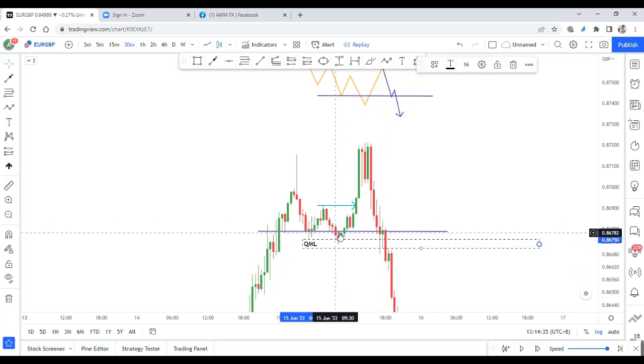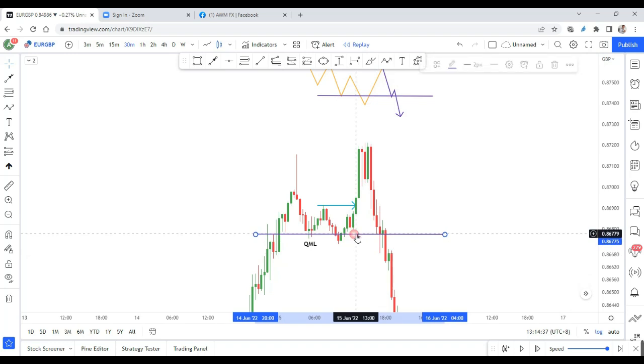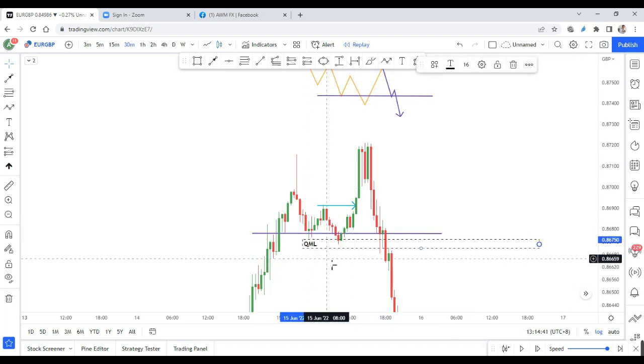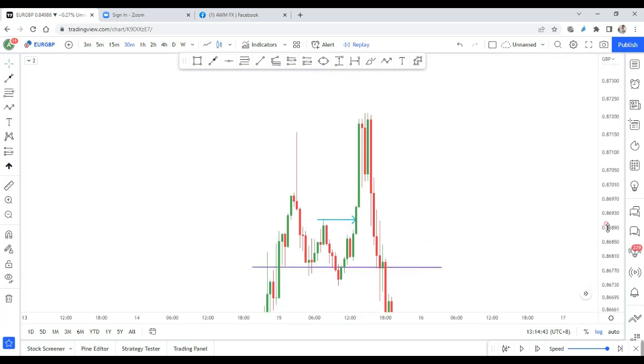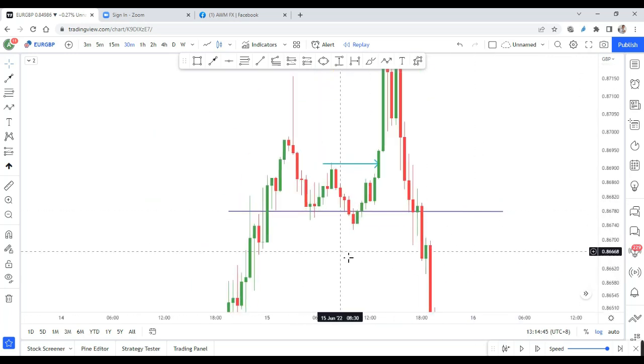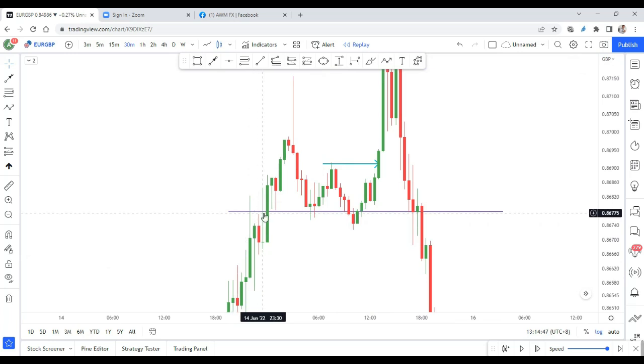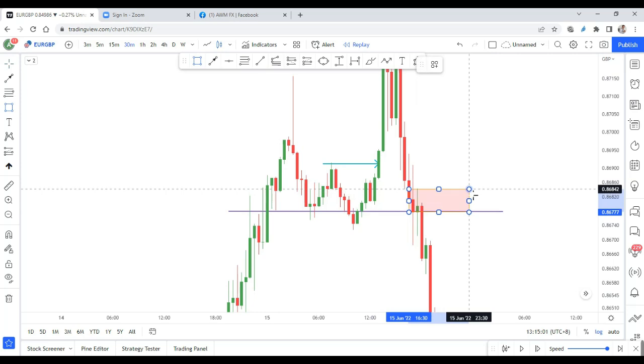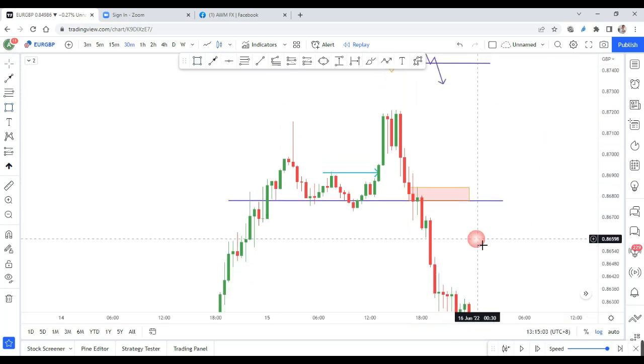So when I plot my line across, let me plot. This is my line. I'm going to delete the QML because it's no longer valid. What I can see is that there is a lot of rejection from the top, from the bottom, from the top, and from the top again and again. So eventually when the price broke, it created a zone, a very beautiful, very small zone at 30 minutes.